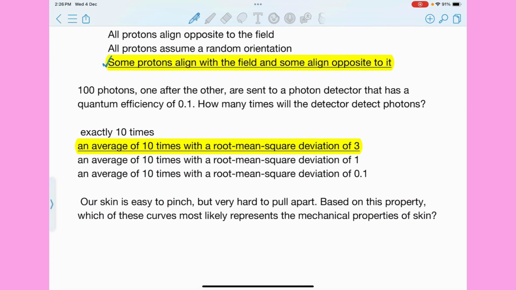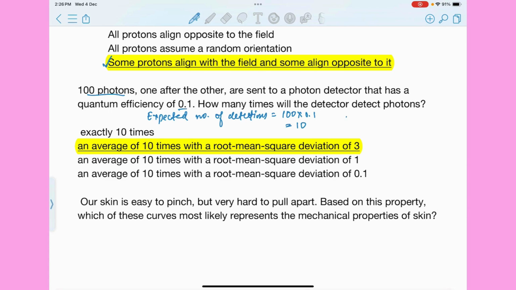Next question says, 100 photons one after the other are sent to a photon detector that has a quantum efficiency of 0.1. How many times will the detector detect the photons? Okay, so the expected number of detections can be 100 into the efficiency 0.1, that is 10.